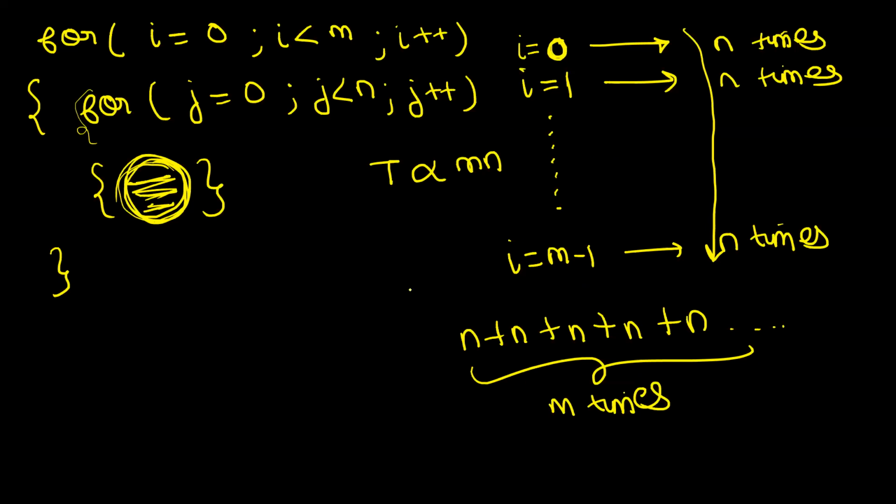Guys, try to understand. If I tell you I equal to 0, I equal to 1, I equal to 2, I equal to 3, these are 4 values, right? For 4 different values, you are adding up a number. So you are adding n m different times.